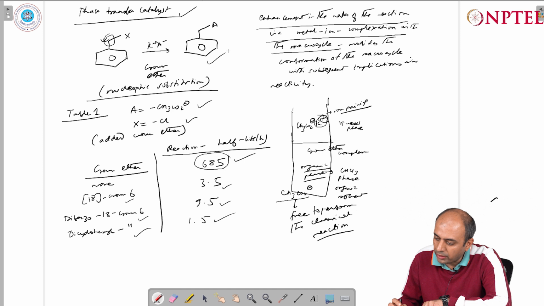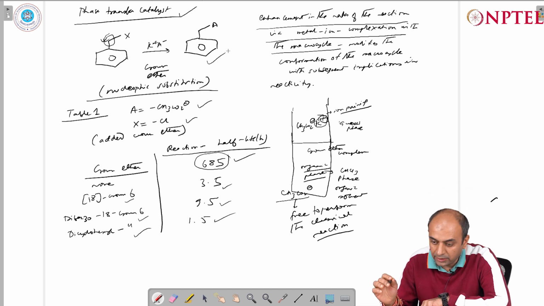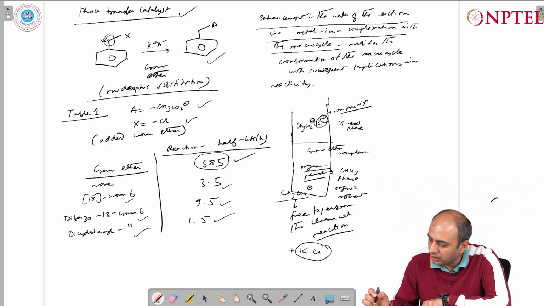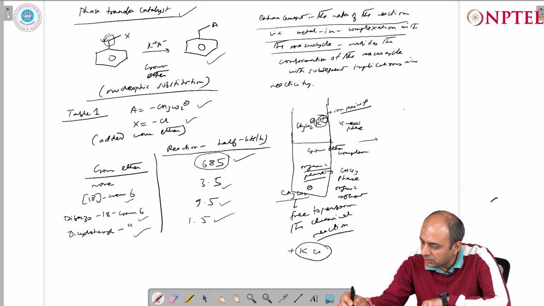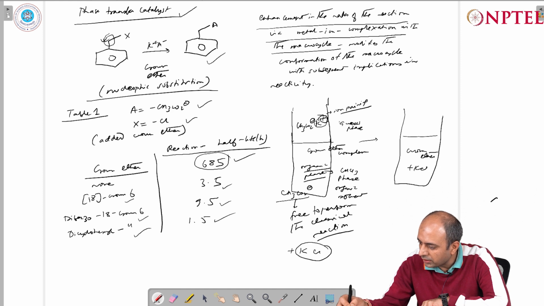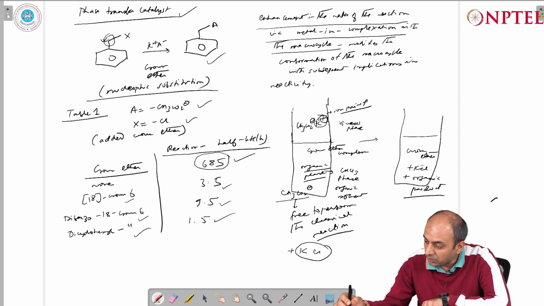and form the resulting product. Once the product formation has taken place, it is to be realized that the inorganic byproduct KCl is also formed. So now you have the crown ether plus KCl plus the organic product in the reaction vessel, but the inorganic salt is not stable in the organic solvent, and therefore it comes back to the aqueous phase.